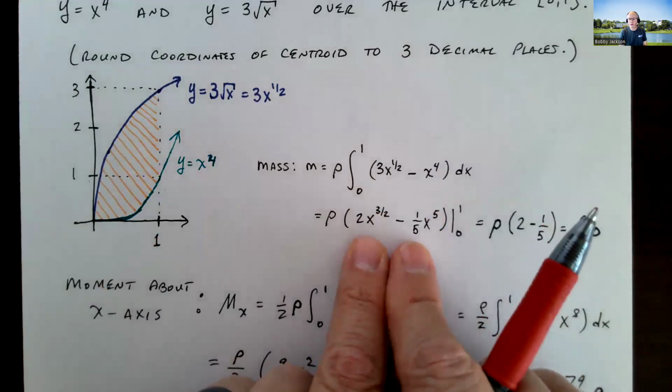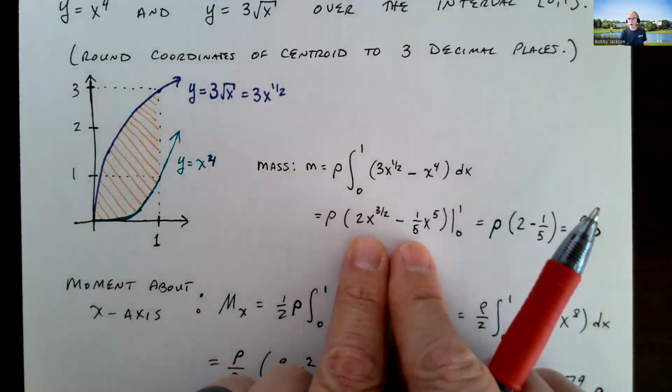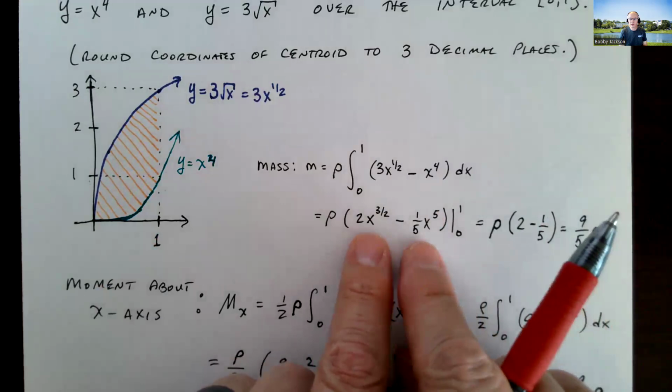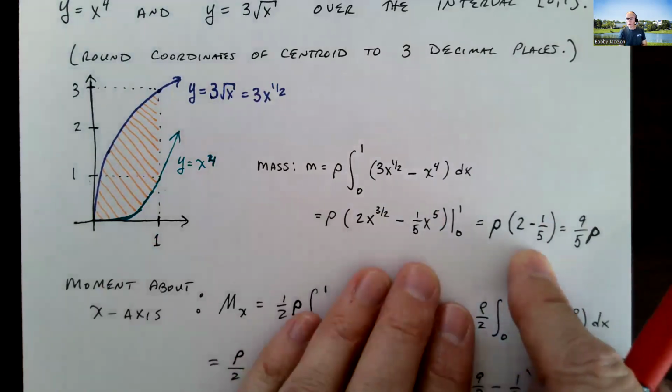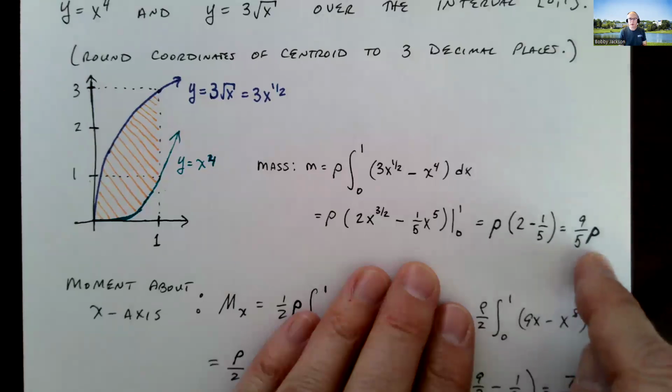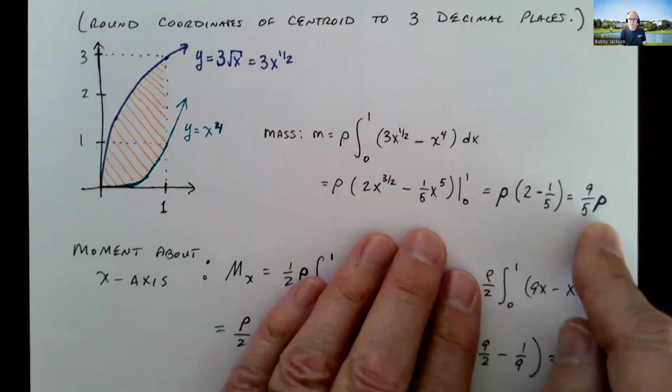So it's a fairly simple integral to do. We find the antiderivative by the power rule, and then I plug in 1. Of course, if I plug in 1, I just get 2 minus 1/5, and plug in 0, I get 0. So 2 minus 1/5 minus 0. 2 minus 1/5 is 9/5, so I get 9/5 times the density rho.